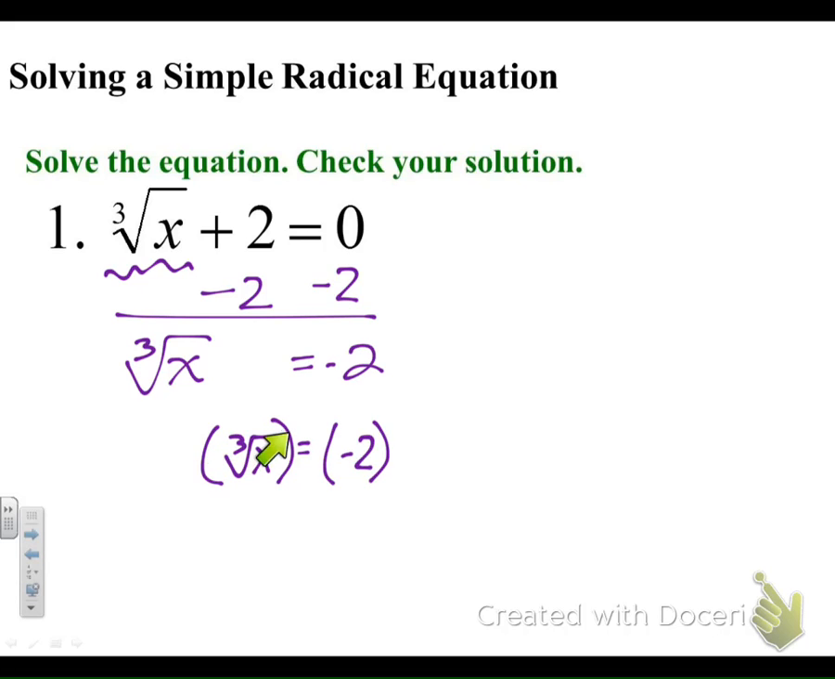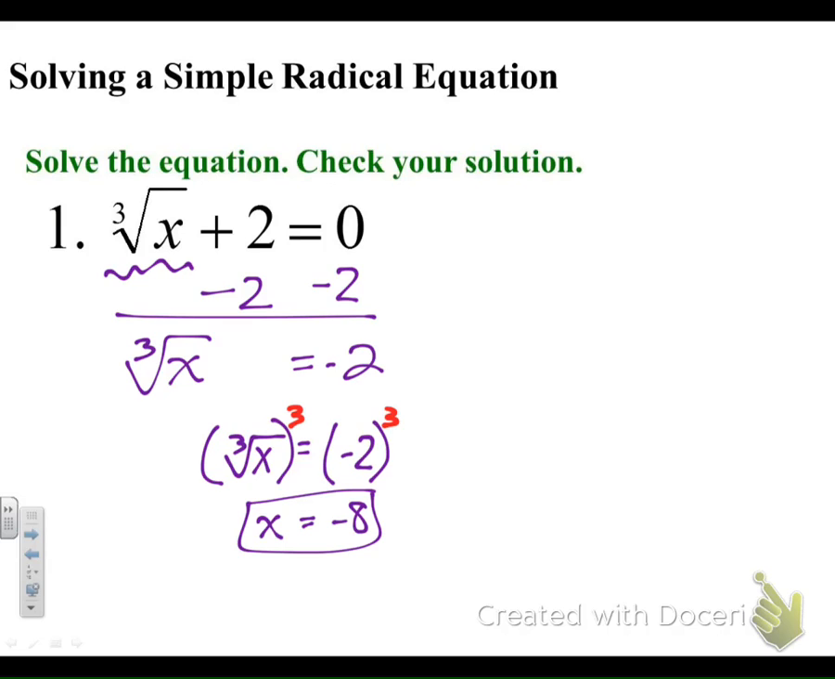To undo a cubed root, we're going to have to cube both sides. These operations undo each other. I'm left with x equals -8. And let's check our answer. So if I plug in -8, cubed root of -8 becomes -2. When I add 2, it does become 0. We're going to practice checking our solutions so that way we definitely know we're right on the test on Friday.